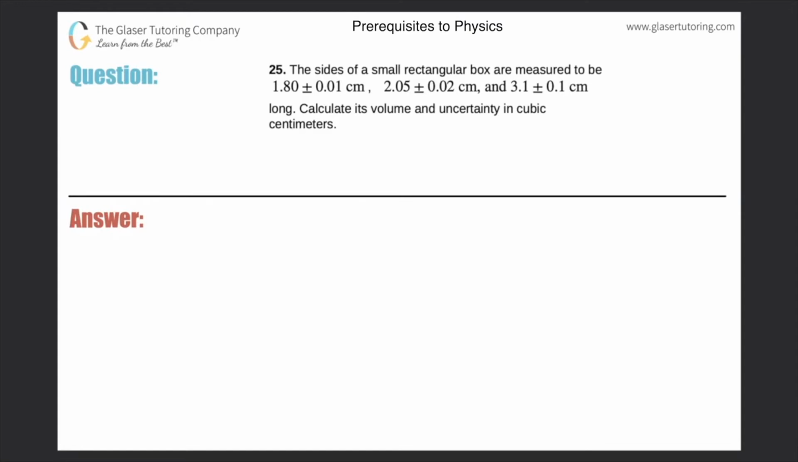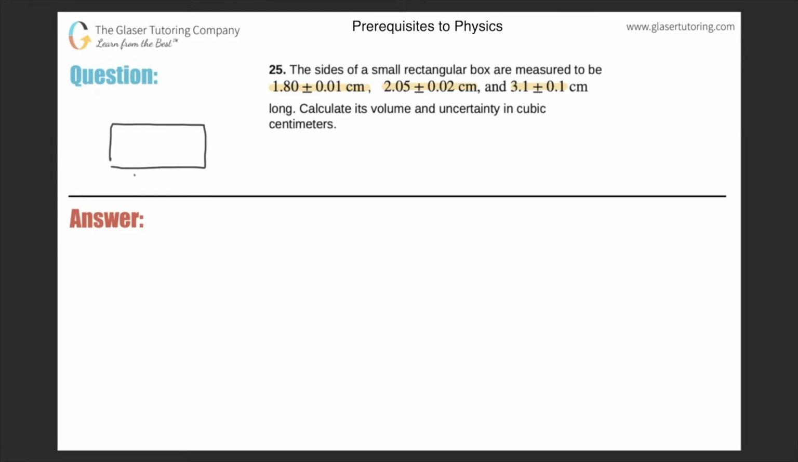Number 25. The sides of a small rectangular box are measured to be 1.8 plus or minus 0.01 centimeters, 2.05 plus or minus 0.02 centimeters, and 3.1 plus or minus 0.1 centimeter. Calculate its volume and uncertainty in cubic centimeters. Okay, so let's just sketch a quick picture. So we got a rectangular box, right?